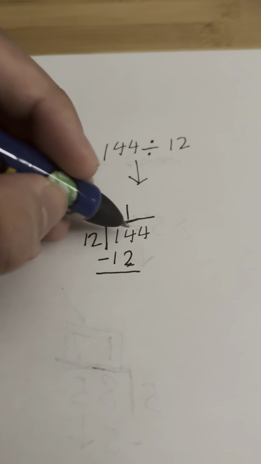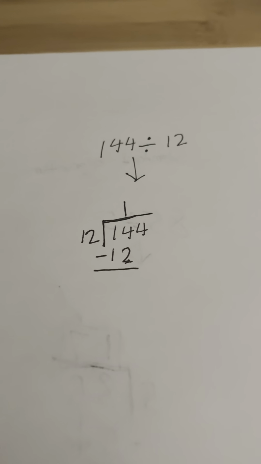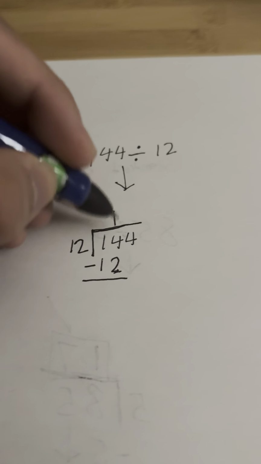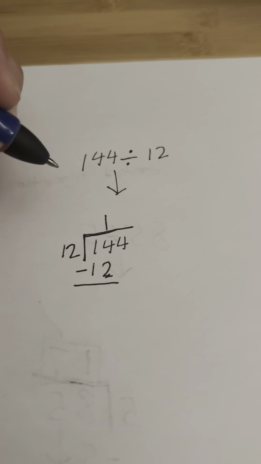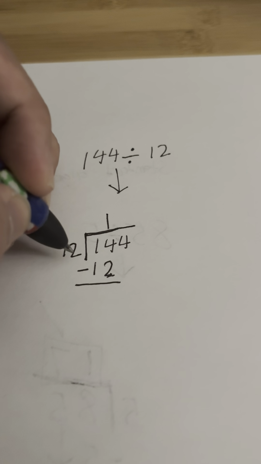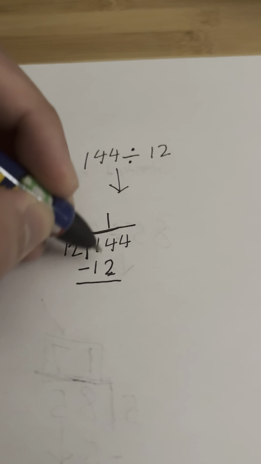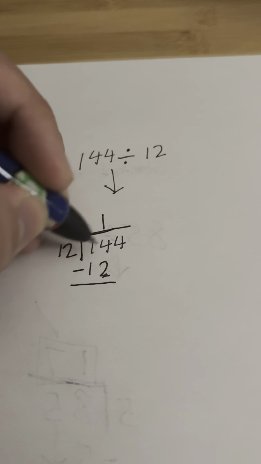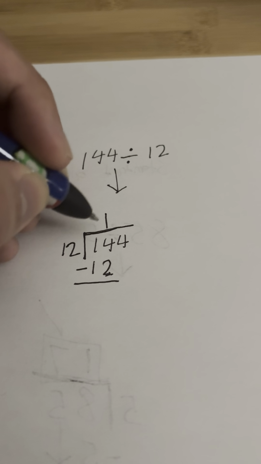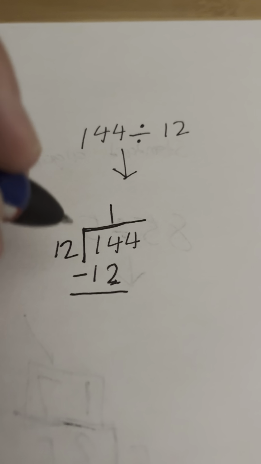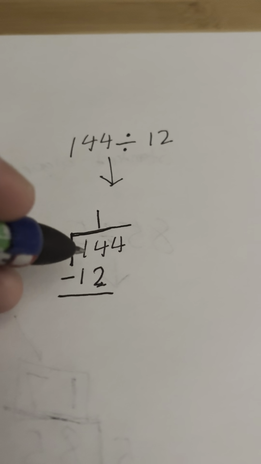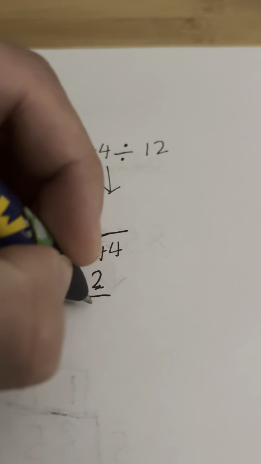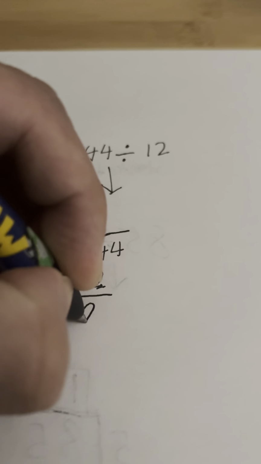equals 12. Now, if someone's going to ask why I wrote the 1 on top of the 4 and not over here, again, we're thinking place value, because 12 times 1 equals 12, and we want to make sure that these numbers line up. So after this, we have our first number. We're going to subtract here. 14 minus 12 equals 2.